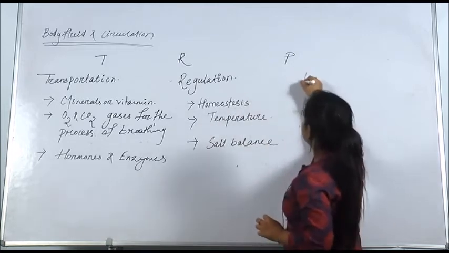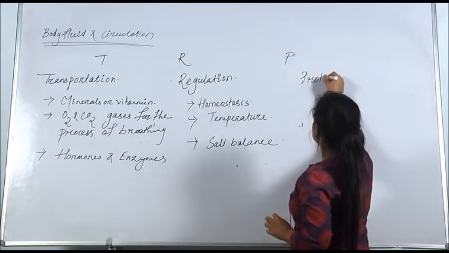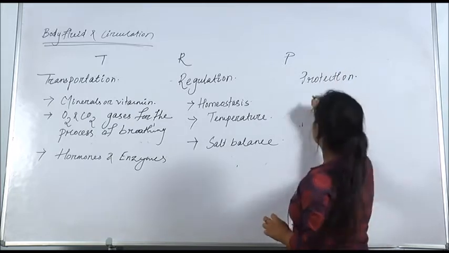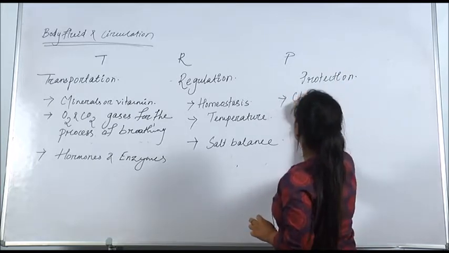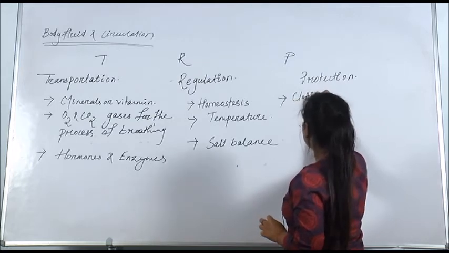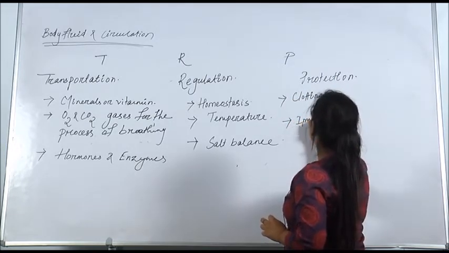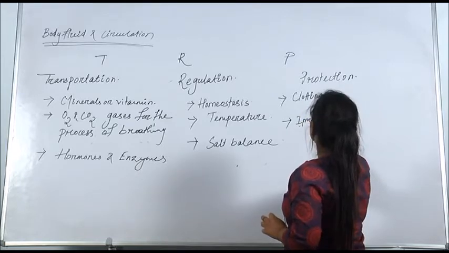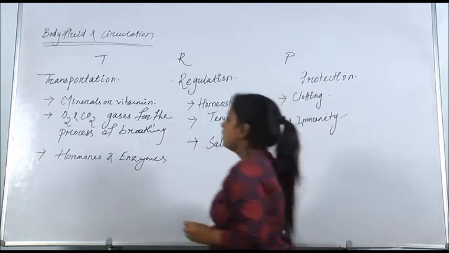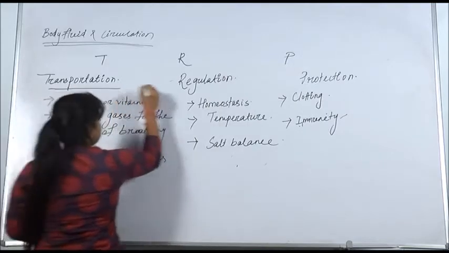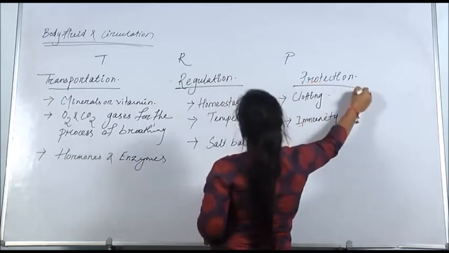When we are coming to the P part, that is protection. So how does circulation protect our body? By clotting the blood flow when there is a wound, by providing immunity against various pathogens. So the three major functions of circulation are transportation, regulation and protection.